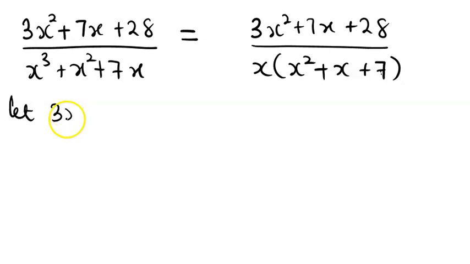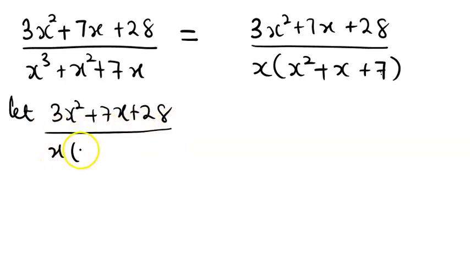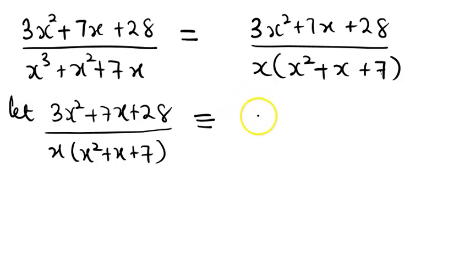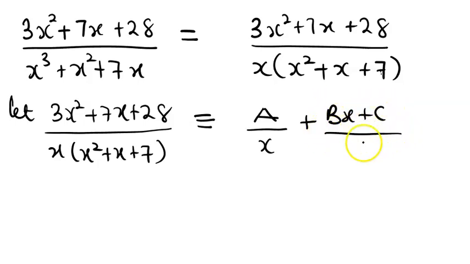So let (3x² + 7x + 28)/(x(x² + x + 7)) be equivalent to the partial fractions. For the linear factor, we have only one constant, so A over x, plus, for the irreducible quadratic expression, we have two constants, so (Bx + C)/(x² + x + 7). So we have to find the constants A, B, and C.